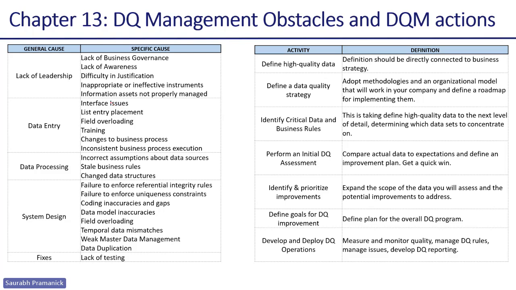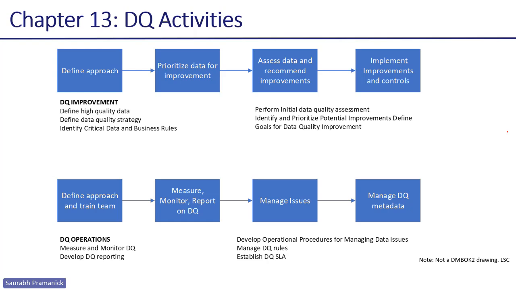Then the data quality and data processing aspects, where you're trying to define the data quality process. So in the data quality process, what are some of the things that you do as part of the activities? As you can see, you first define the overall approach, define the high quality data strategy, define the critical data and business rules. You also start prioritizing the data for the overall improvement areas. You assess the data and try to recommend some of the improvement areas and then implement the improvement controls in data quality.